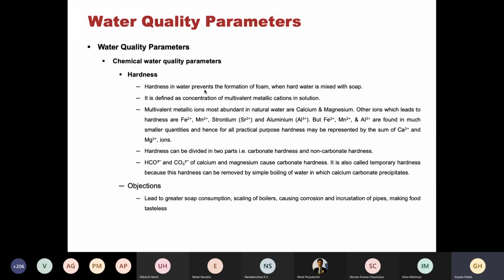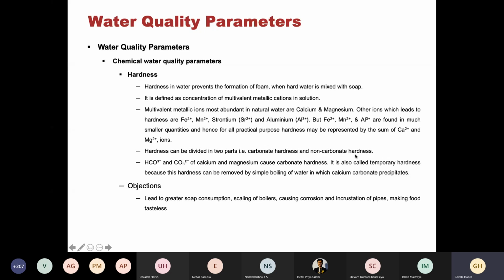So hardness is because of multivalent metallic ions which form carbonate, bicarbonate, or even non-carbonate compounds. Therefore, hardness will always be greater than or equal to alkalinity, right? Hardness can be divided into two parts: carbonate hardness and non-carbonate hardness.